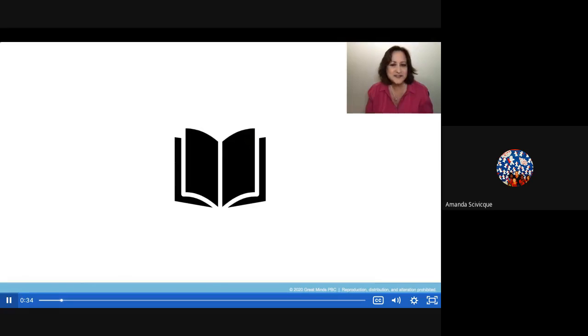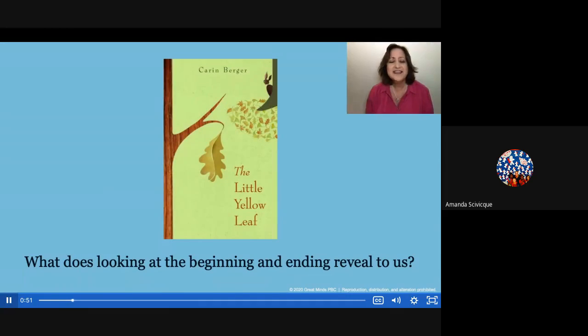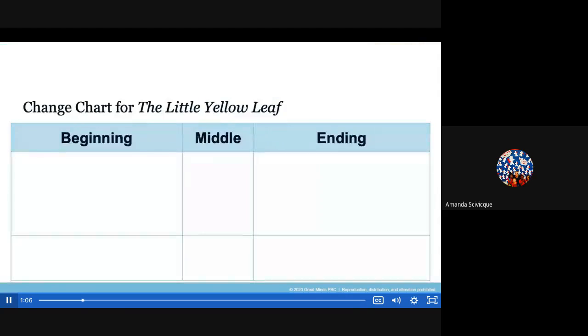We learned in first grade that stories have a beginning, a middle, and an end. We also learned about problem and resolution. I'm beginning to think there's a connection there. The beginning of a story and the ending of a story reveal important information to readers. Today we'll be taking a close look at the beginning of the little yellow leaf and the end of the story to see what information we can learn.